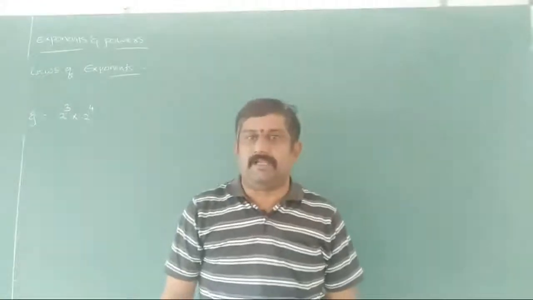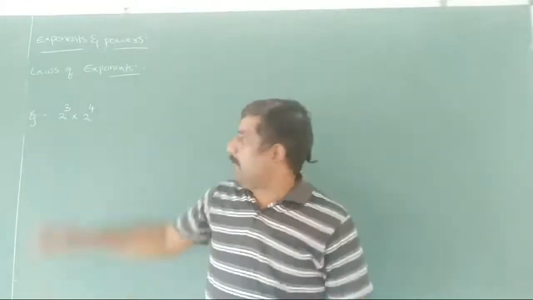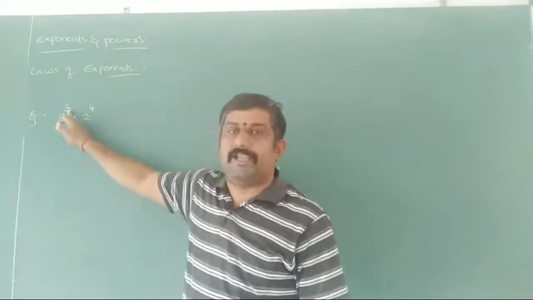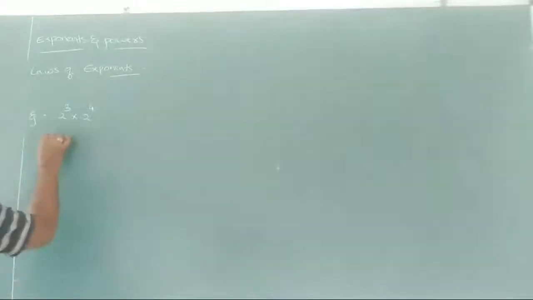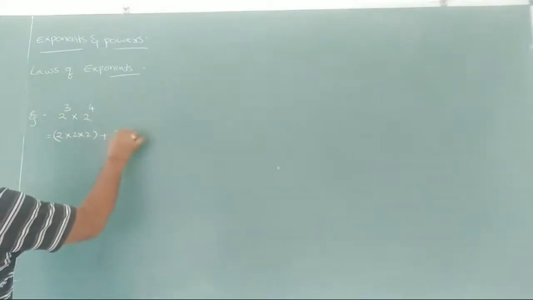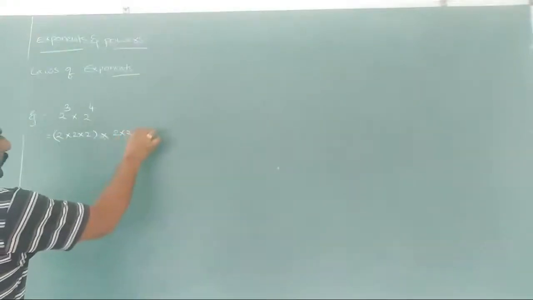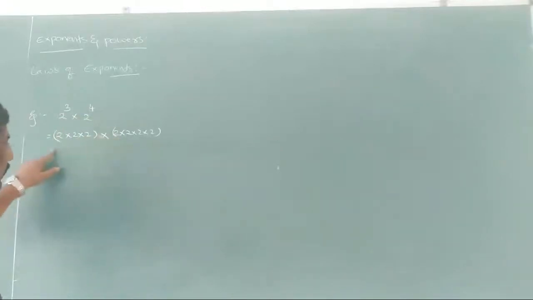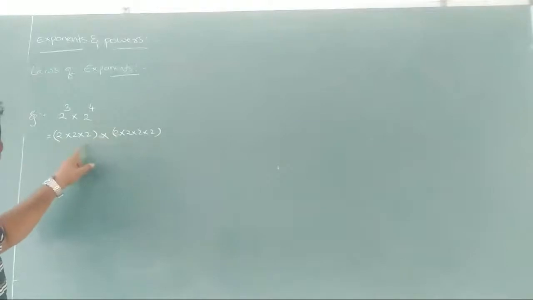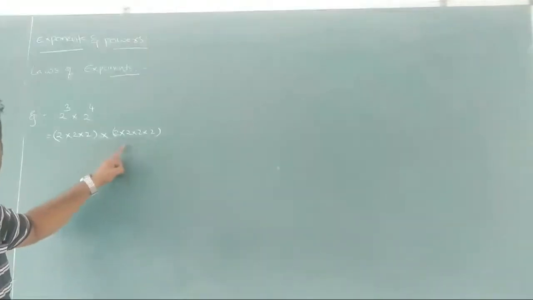2 to the power of 3: base is 2, exponent is 3, so 3 times we have to write the base as a product. So we write 2 into 2 into 2, and into 2 to the power of 4, for which 4 times 2 is written: 2 into 2 into 2 into 2. Now all these are a product of 2's. Observe how many 2's we are finding here: 7 2's.